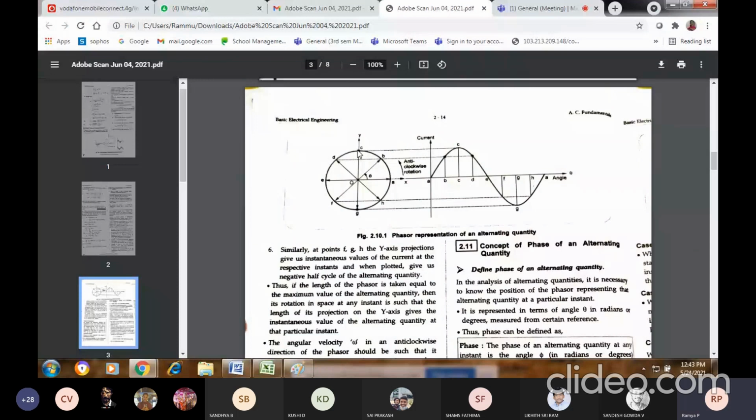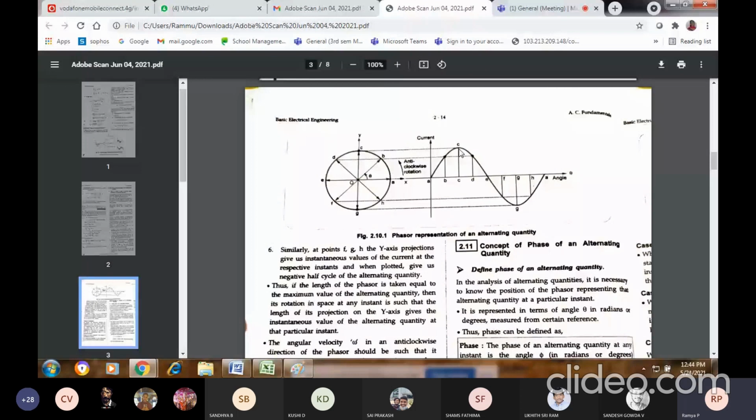At point C, the y-axis projection is OC, from O to C. What is the value of O to C? That is the maximum amount of current flowing across your sine wave. That is the entire length of the phasor. This is my maximum current. If you measure in the phasor diagram from O to C, you get the maximum current. Even in the waveform, if you measure from here to this point, this is my maximum current.